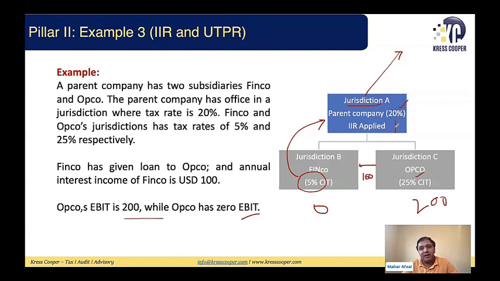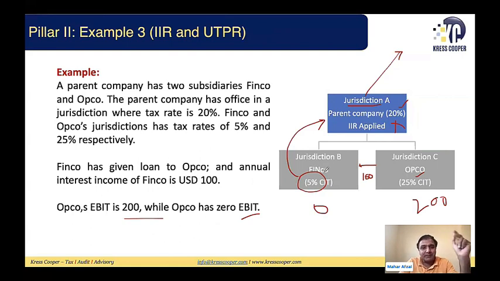If this company is not applying IIR, as I've already told you, then UTPR will become active. And if 15% has been collected through the IIR, then we are not liable to apply the UTPR. First, we need to apply IIR. We have applied IIR, 15% has been collected. If this company is not applying IIR, and cannot collect the differential from B, then we need to go for the UTPR.